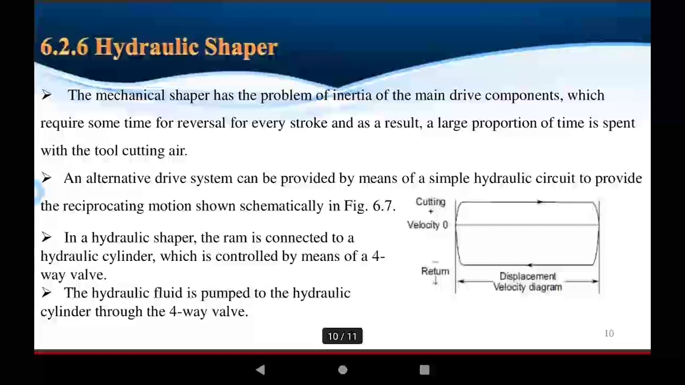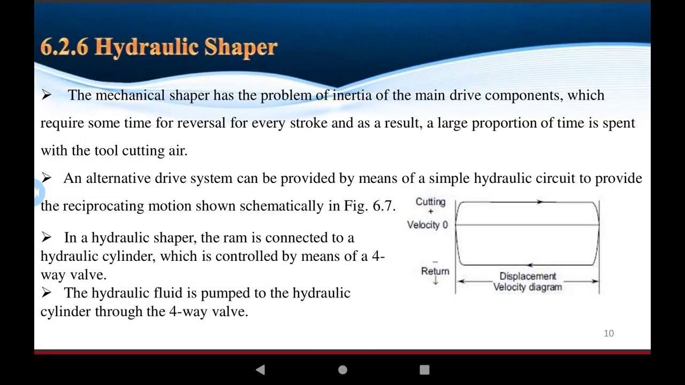The hydraulic shaper machines are used, where a hydraulic box is used. The mechanical shaper has the problem of inertia of the main drive component.